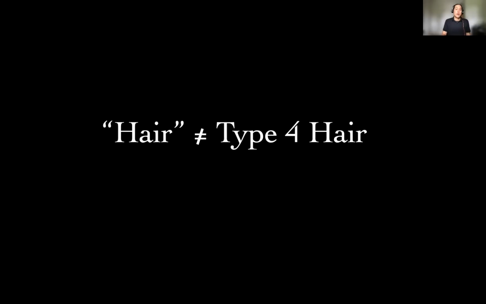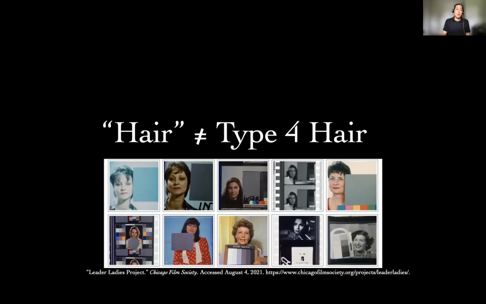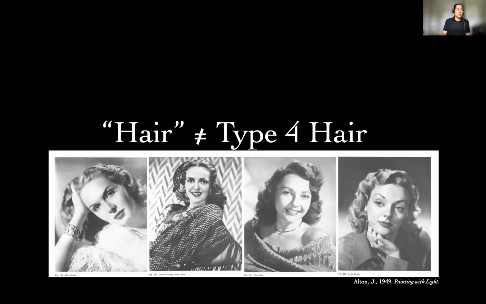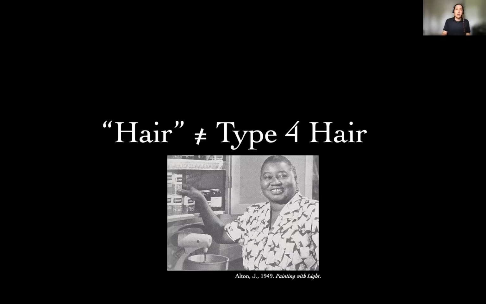All right, and when we talk about hair, once again, we are definitely not talking about type 4 hair. Again, look at the leader ladies, nobody has type 4 hair. Look at John Alton's examples, nobody has type 4 hair. And in fact, even with Hattie McDaniel, we can see all her hair has been straightened and pulled back out of the shot. Again, there's a very difficult history here, but her type 4 hair, even if she had some, it is not in the shot.